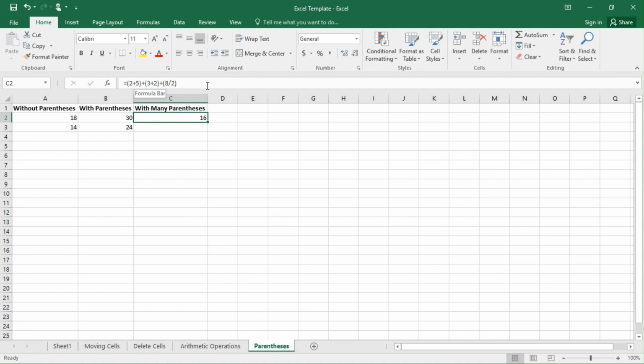So what you should know is that whenever you're using parentheses in Excel, the values inside the parentheses are calculated first before any other value. Try to practice with different numbers to get familiar with how parentheses work in Excel.